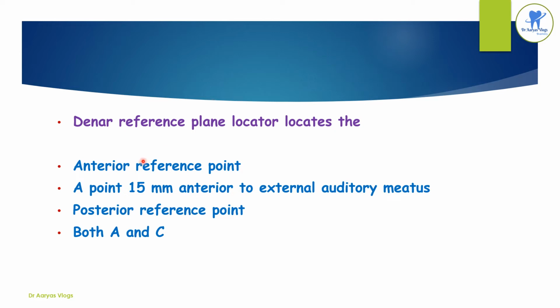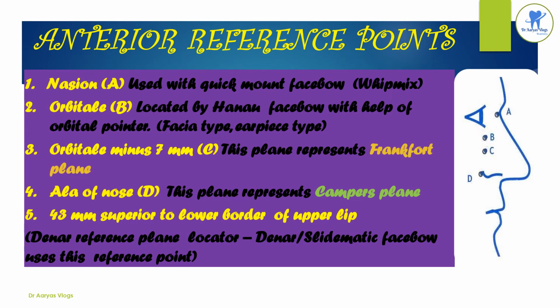Coming to the Dinar reference plane locator: what does it locate? Anterior reference point, a point 15 mm anterior to the external auditory meatus, posterior reference point, or both A and C. These are the anterior reference points. The nasion is used with the Kip-mount or Whip Mix face bow. The orbital is located by the Hanau face bow with the help of an orbital pointer, fascia type or earpiece type. Orbitale minus 7 mm represents the Frankfurt plane. The ala of the nose represents the Camper's plane, and the point 43 mm superior to the lower border of the upper lip is located using a Dinar reference plane locator. The Dinar or Slidematic face bow uses this point.